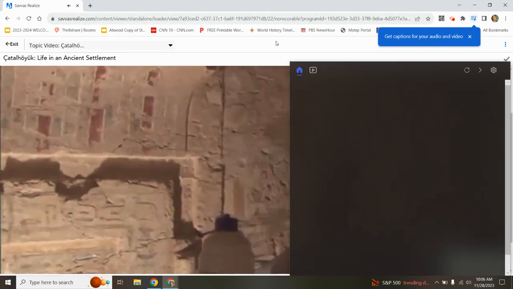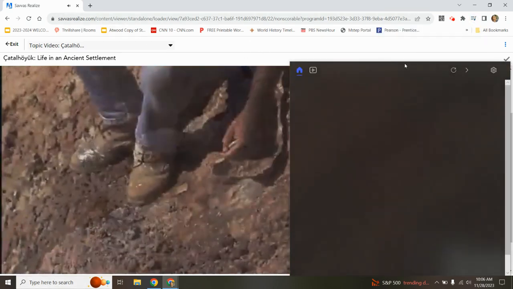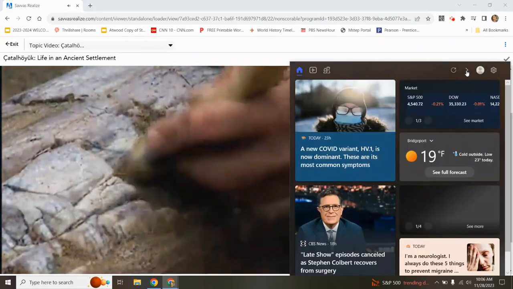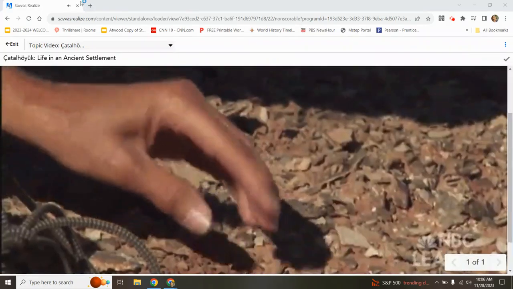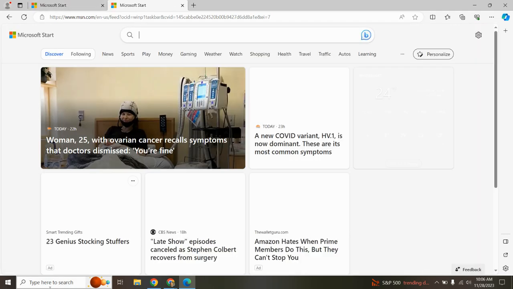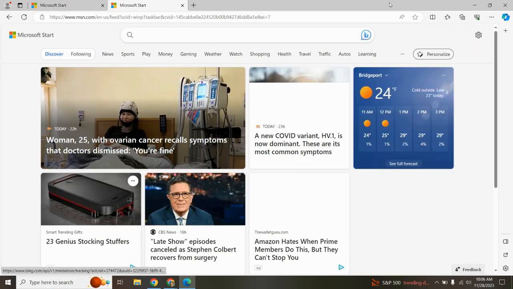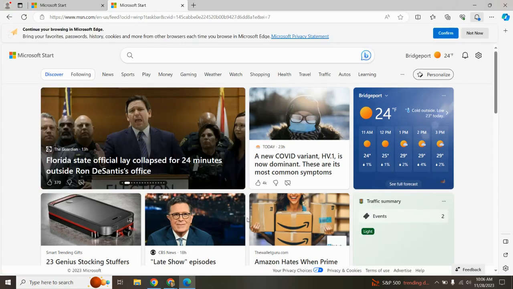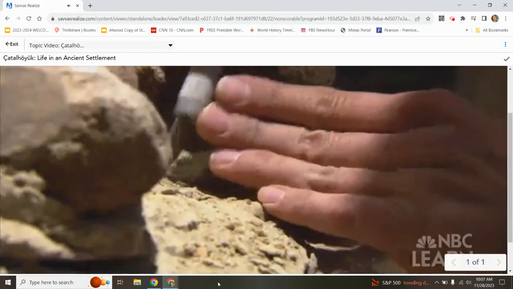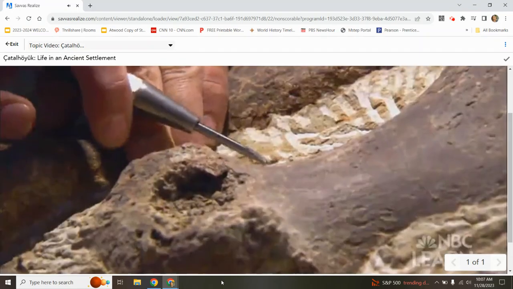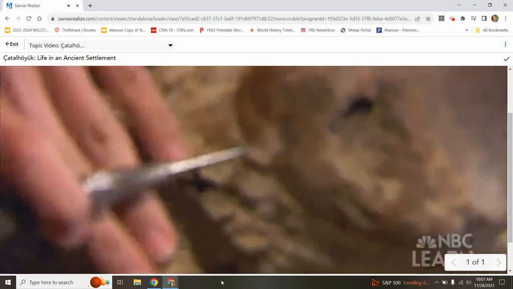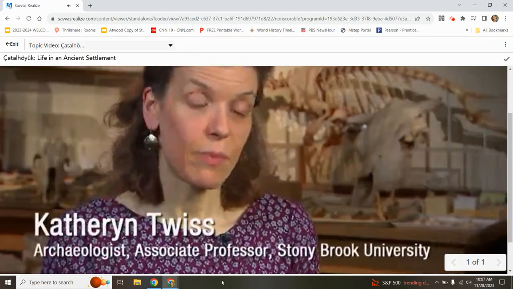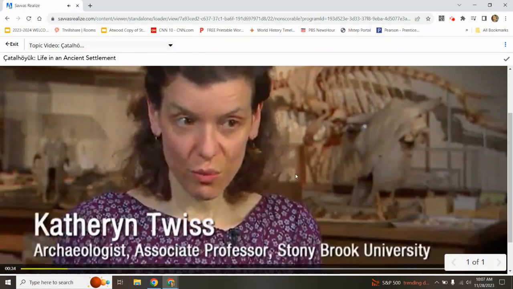What I really love about the past is thinking about the human experience in the past. I think one of the most powerful things about archaeology is that it gives us insight into ways of life that work well for people, but that don't happen to exist at present. It is fundamentally about who we are as human beings. I'm Catherine Twiss. I'm an archaeologist and an associate professor at Stony Brook University on Long Island.